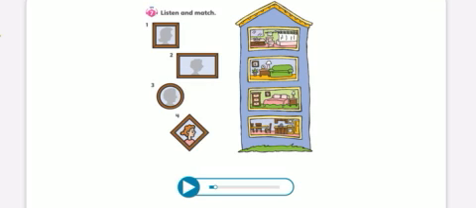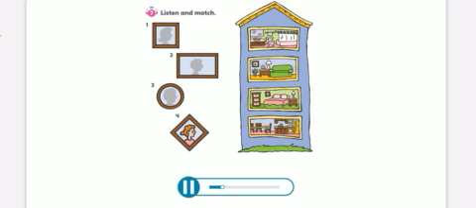Okay. We have here 4 pictures, and we have a house. The house consists of 4 rooms. Each picture, each person in these pictures, is in a room. We have to listen carefully. We all be ears.